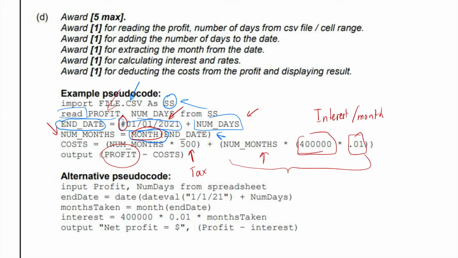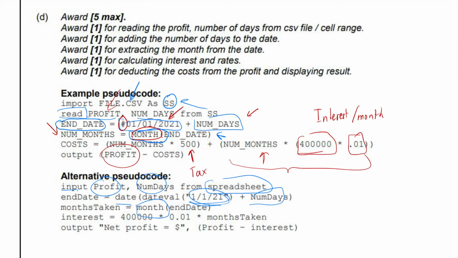Now, I just want to look at this other alternative pseudocode, just to see how things work. Now we have input profit, num days from spreadsheet, and spreadsheet just represents the spreadsheet that we're getting these variables from. End date equals date eval, like the first date of the year plus number of days. So this is basically just giving us the date that is this date right here, plus whatever number of days it took for that house to be built. And we use a month function again to get the number of months that end date represents from the beginning of the year.